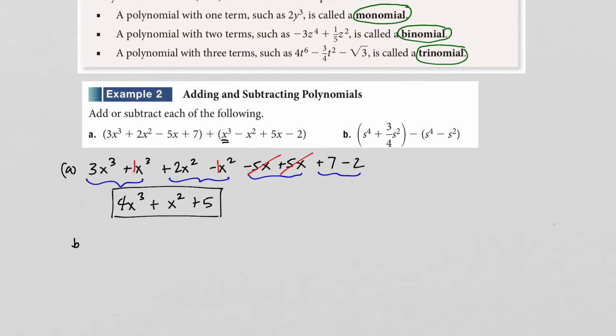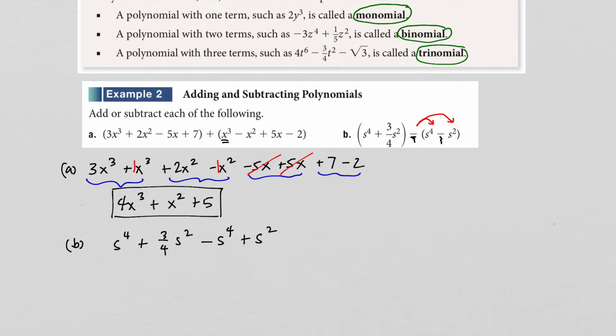For the next example, it's basically the same thing, except that when you are subtracting, you have to distribute the negative. So we need to make sure we distribute this negative to each one of those terms. So when we do that, we get s to the fourth plus 3/4 s squared. Then we have minus s to the fourth. And finally, the negative here and the negative here makes a positive s squared.